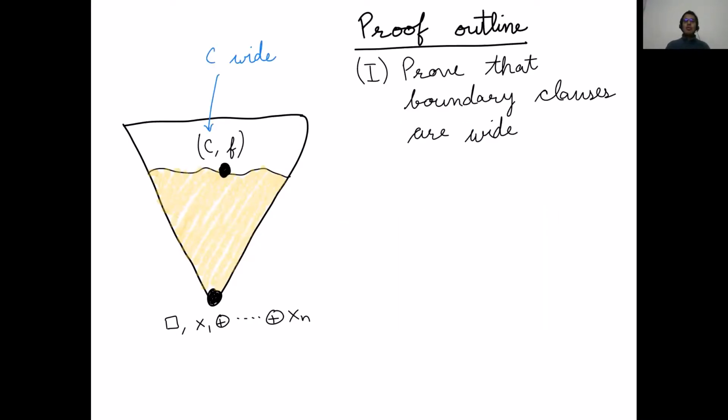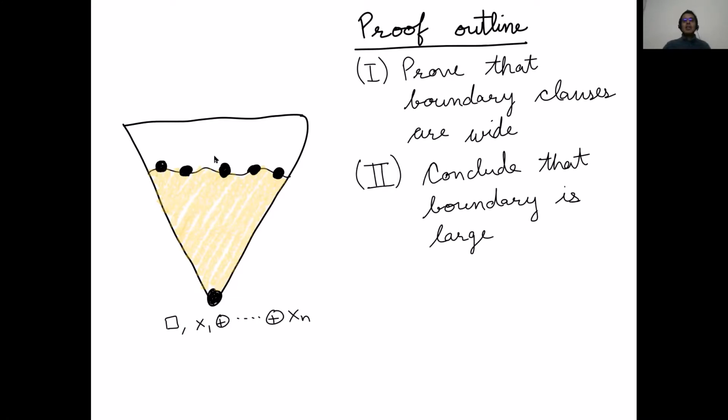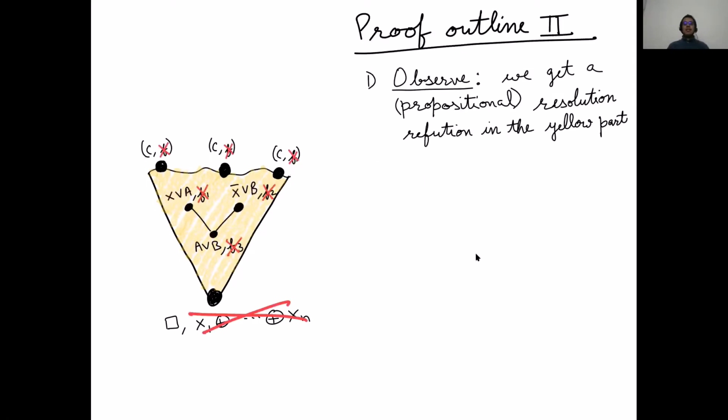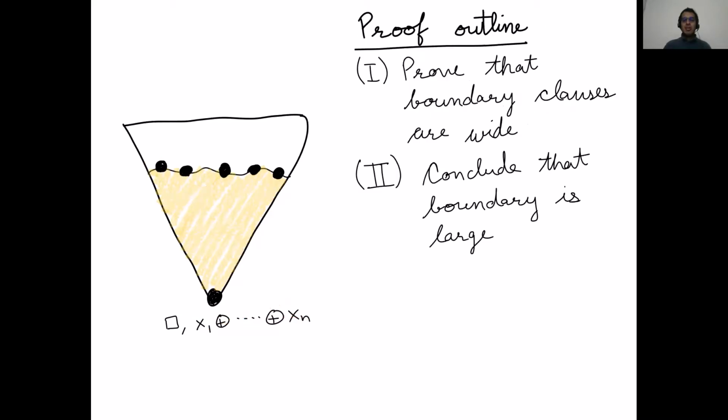So the proof has two steps. The first step is we will show that for all nodes on the boundary, the clause part is wide. Okay, so it has a lot of literals. And the second step is, from the first step, we will conclude that the boundary is large. So it has a lot of nodes. So if wide means linear, then large would mean exponential. Okay, so now let me do the second step first.